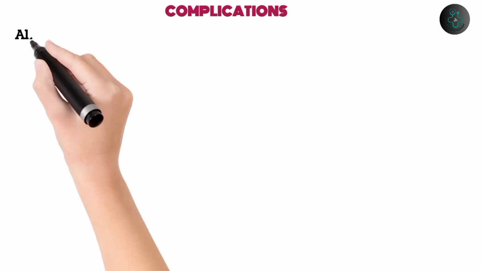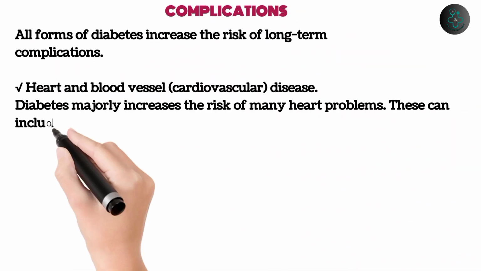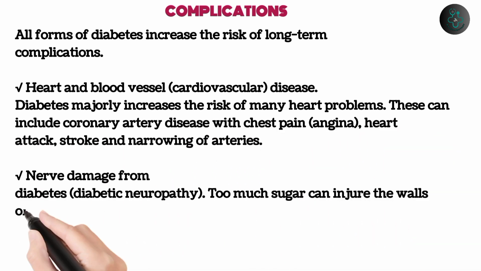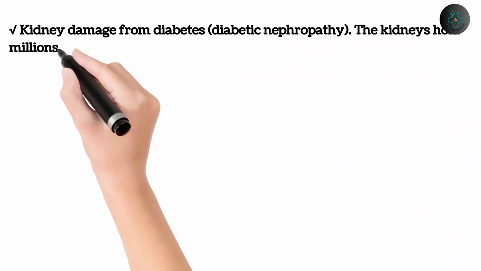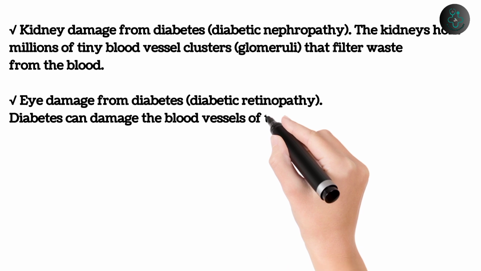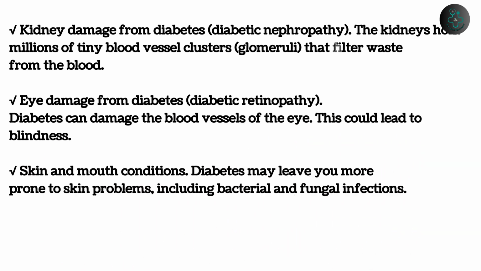What are the long-term complications of diabetes? First, cardiovascular diseases can occur. Second, there will be chances of diabetic neuropathy. Also, long-term diabetes can damage the kidneys, which leads to diabetic nephropathy. Diabetic retinopathy, which can damage blood vessels of eyes. Also, infection in skin and mouth can occur.